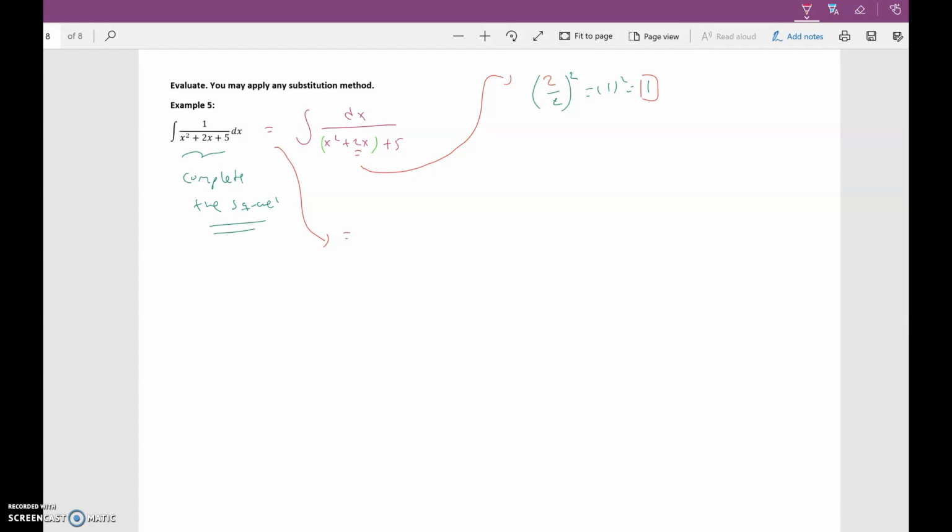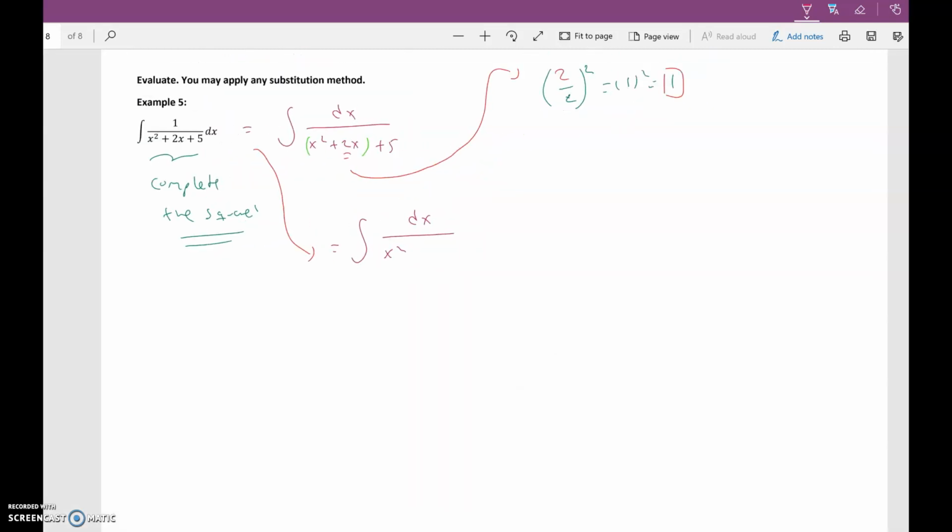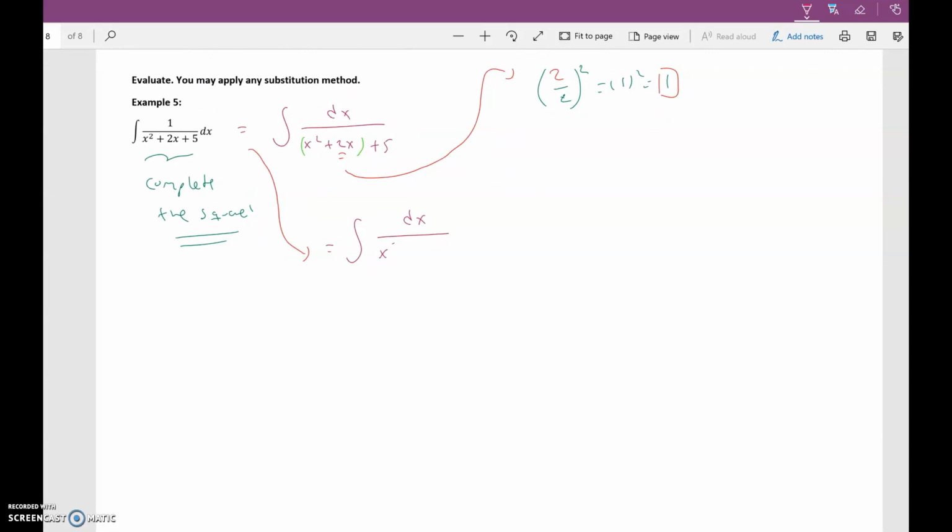So in this case, this is equivalent to the integral of dx over x squared plus 2x plus 1 to complete the square. And the trick on this one is, even though you're adding 1, you're not allowed to modify it. So I'm just going to rewrite it as minus 1 plus, oops, not 4, plus 5. So we're rewriting it as dx over x squared plus 2x plus 1 plus 4.